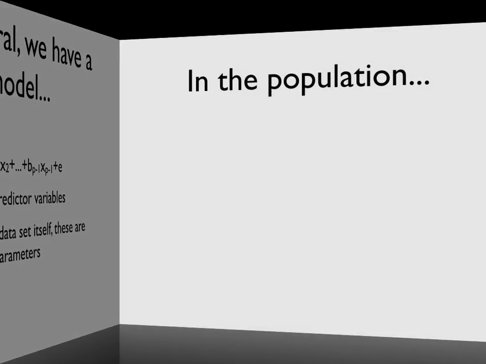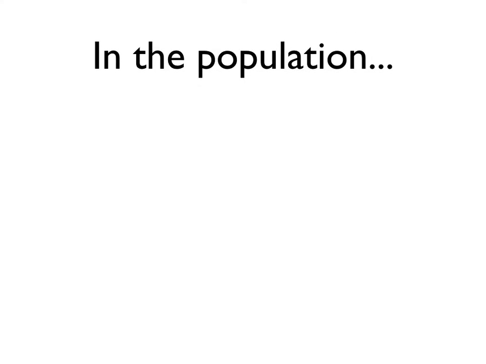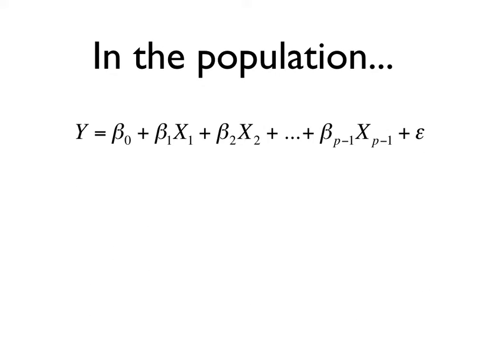Okay. So in the population, here's what it looks like in the population. Here's the thing that's most akin to the structural model of analysis of variance, which is about parameters. They just become Greek letters and capital letters. Y equals beta 0 plus beta sub 1 x sub 1 plus beta sub 2 x sub 2 plus dot dot dot beta sub p minus 1 x sub p minus 1 plus epsilon. Okay. That's in the population.